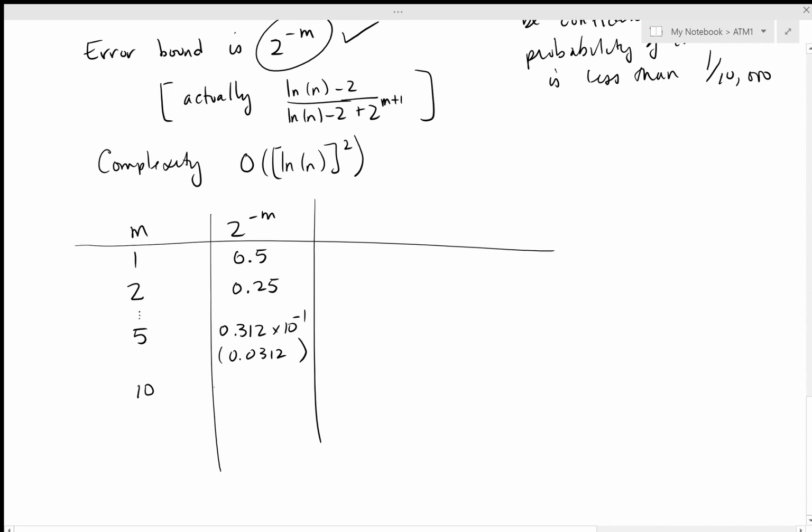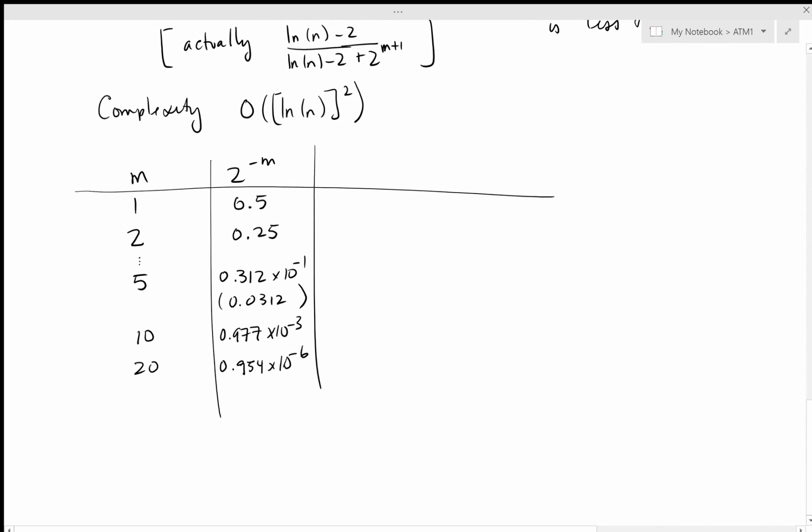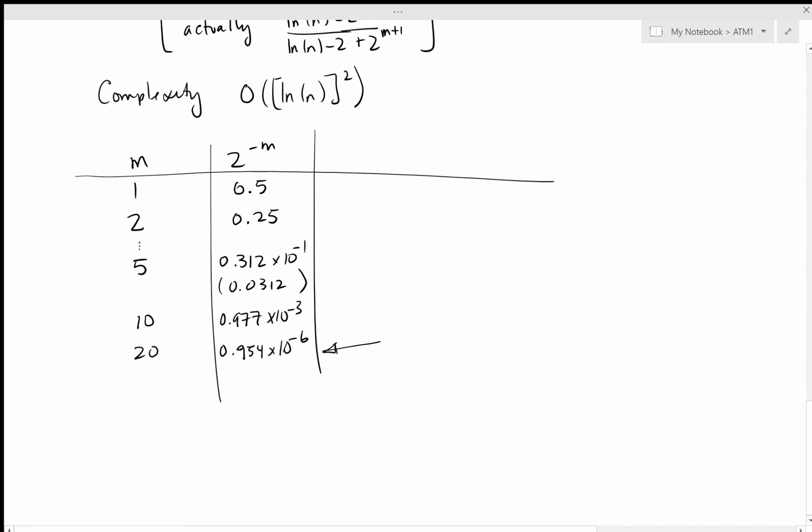If you run it 10 times, you can do these calculations yourself. Make sure that you get the same numbers. That is 10 to the minus 3. And if I run it 20 times, I would have 954 times 10 to the minus 6. So here we have roughly a 1 in a million chance that when we say the number is prime, it is actually not prime. That's not so bad, but we don't have to stop there.